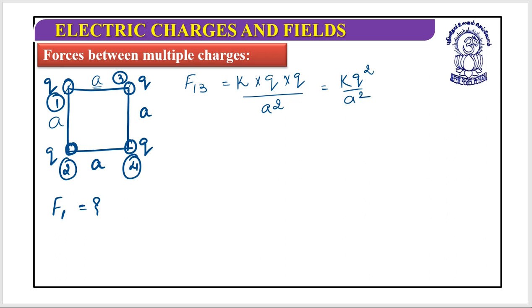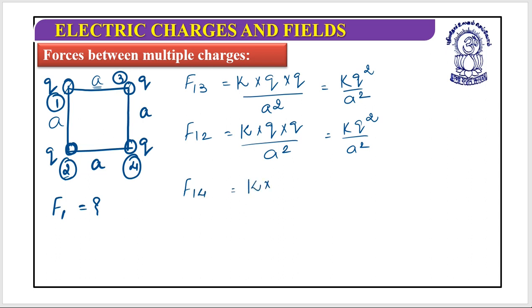Clear? Next, F12. This is K multiplied by Q divided by a square. This is again K Q square by a square. Next, F14. That means the force applied on the first charge due to the fourth charge. This is equal to K multiplied by Q divided by, don't write it a square. Look at the separation. The separation between 1 and 4, it is like this only. Can you say this?